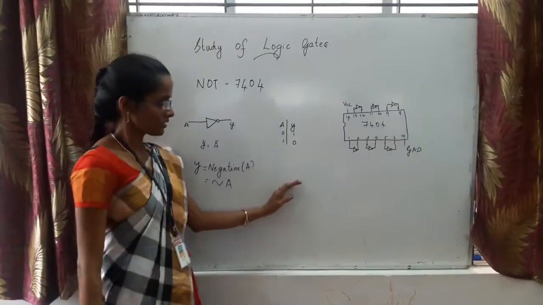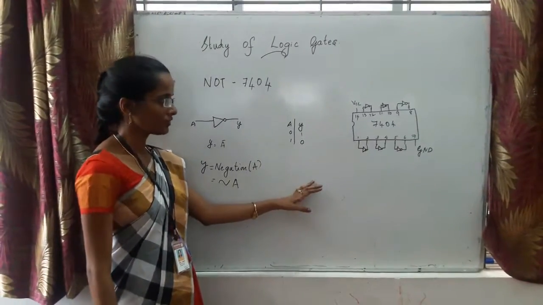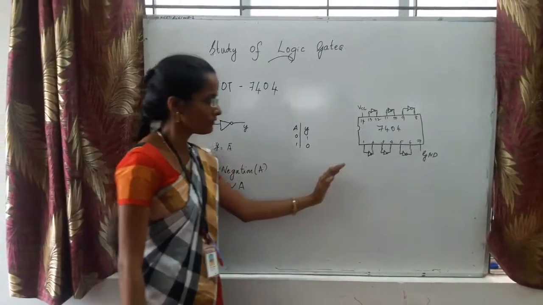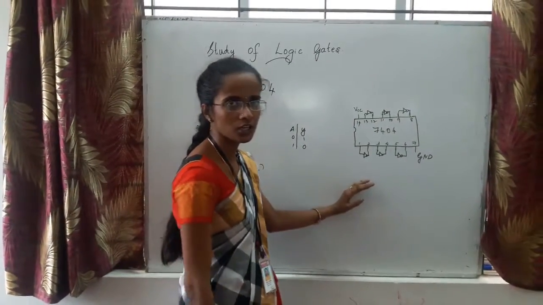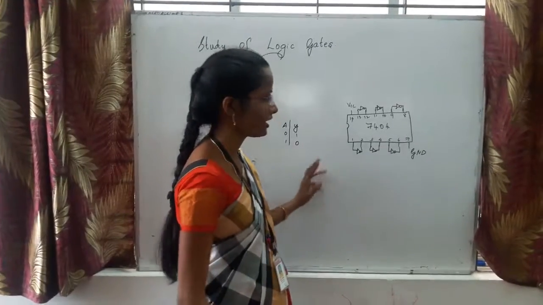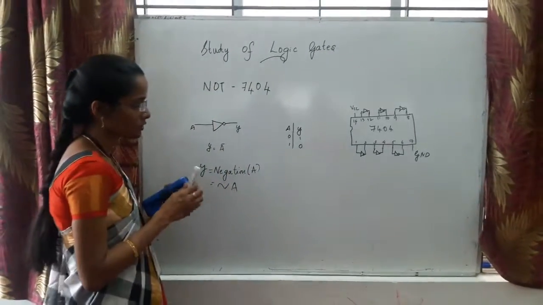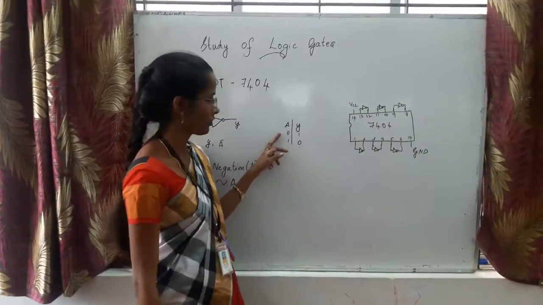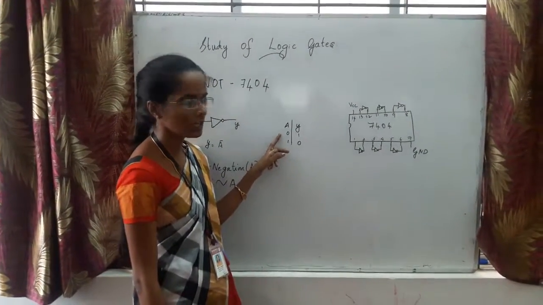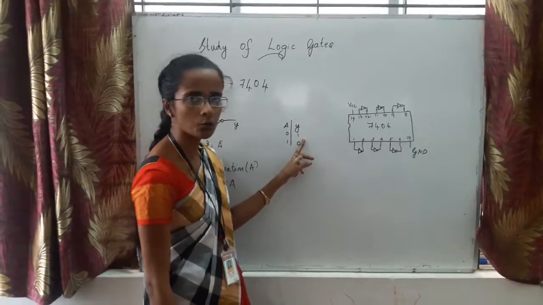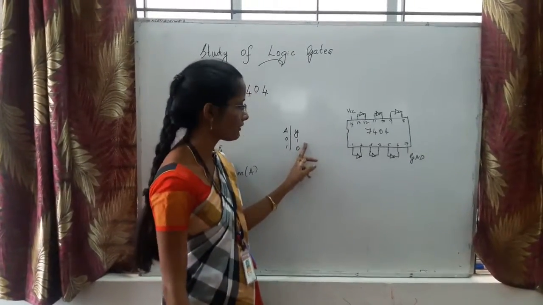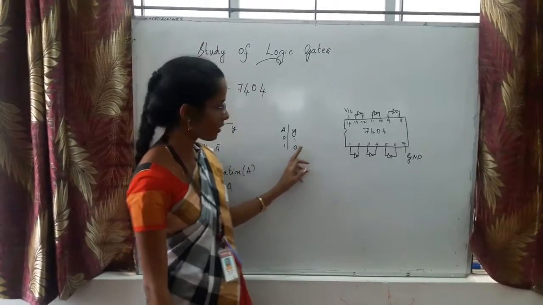The application of these gates is in the inverter. In this modernized life, we all have an inverter at home. We know that the inverter is connected to the main supply. So whenever the supply goes off, what happens? The input to the inverter will be at 0. There will not be any input to the inverter. So the output of the inverter will be high. That is why we get supply whenever the main supply goes off.